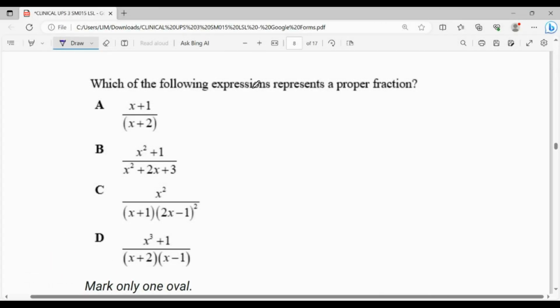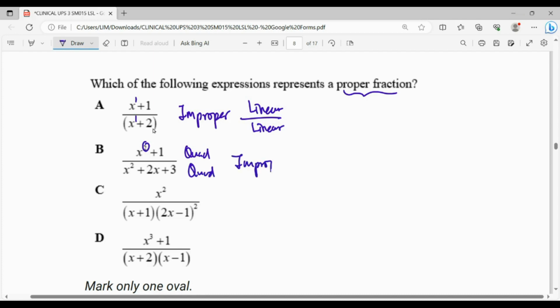Next, which of the following expressions represents a proper fraction? Proper fraction means the numerator polynomial will be smaller than the denominator. So like this, the power of the numerator is 1, the denominator also 1, so this is improper, where you can see this is linear over linear. For this one, this is a quadratic, power of 2 over quadratic. So this one is also the same, this will be improper.